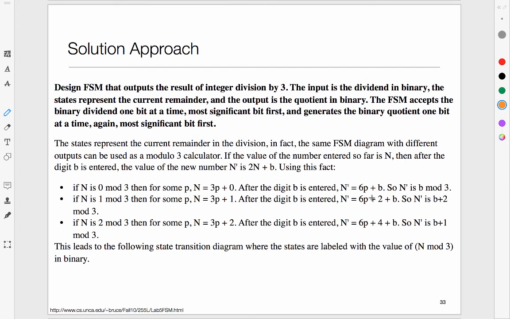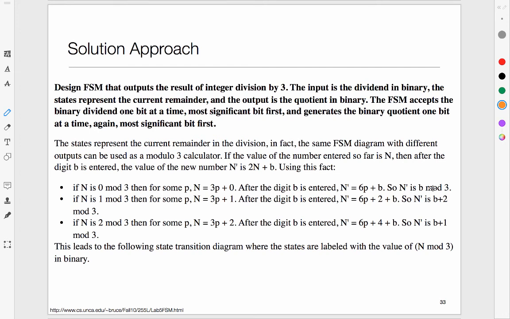Consider the second case. Previous number was 1 modulo 3. So that was of the form 3p plus 1. Now a bit came in, so the new number would be 2 times the previous number plus b. So it would be 6n plus 2 plus b. And now again you can say what is the new number modulo 3? It's going to be 2 plus b. So if b is 0, the new state is going to be 2. If b is 1, the new state is going to be 3 mod 3, that's the state 0.